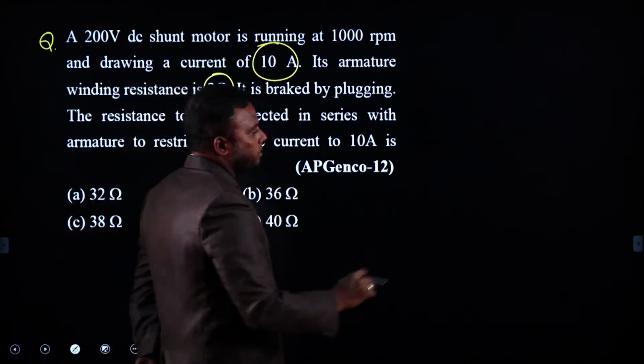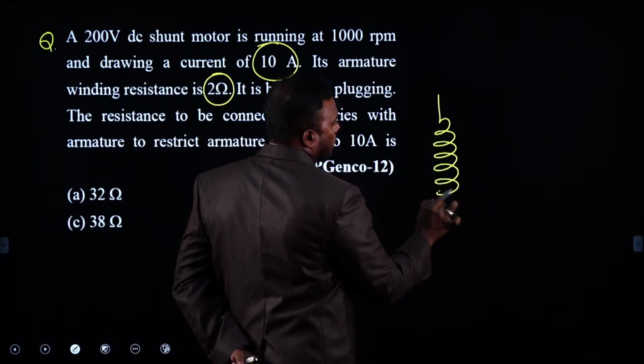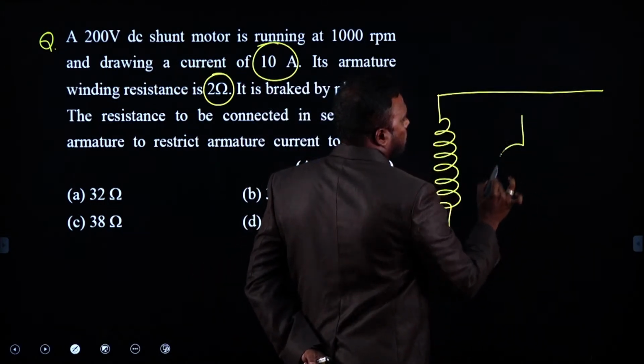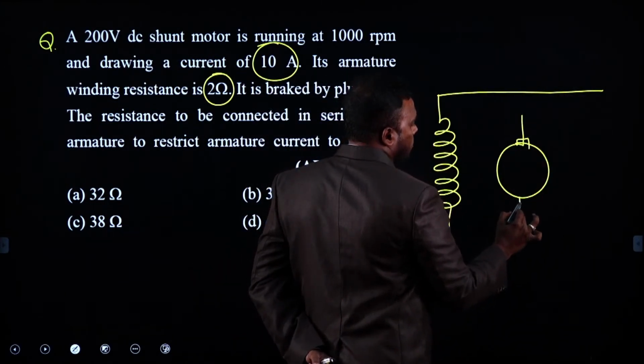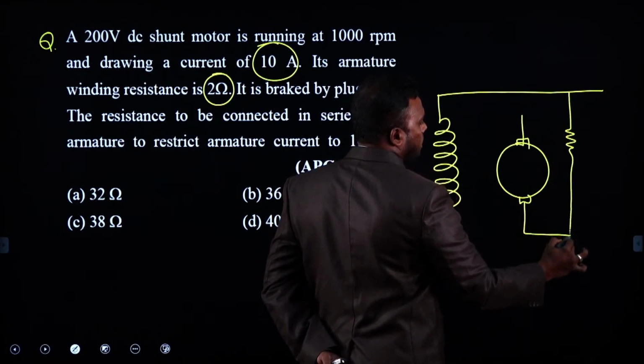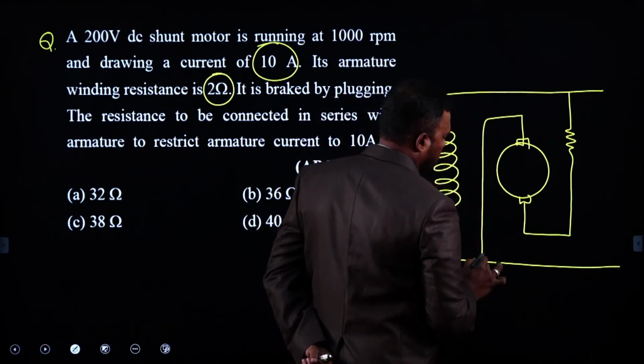This is the plugging method, no? During plugging, what is the connection? The supply to the armature terminals is reversed like this, by connecting a resistor in series with the armature. So this is the connection.